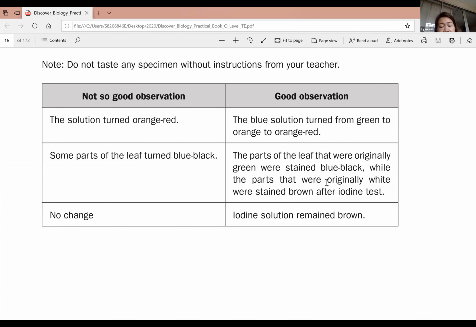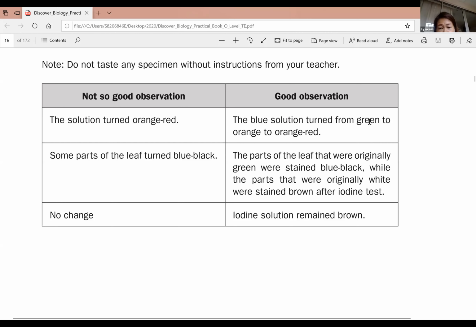If, let's say, only some parts of the leaf turn, you must say so. Good observation: the parts of the leaf that were originally green were stained blue-black, while the parts that were originally white were stained brown. You see how they actually write the observation.